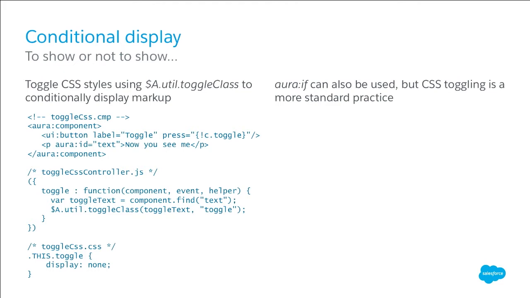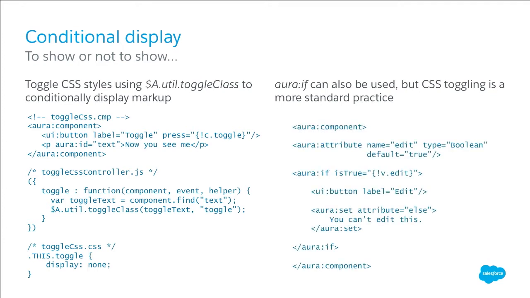You can still use it, but toggling CSS is the simplest way and the most standard way as well. Right? This is a little example of the aura:if tag. Aura:if is true, just check for the attribute. If it's true, check for a condition using the expression language. If it's true, show it. Else, you can't edit this. So that's what you're going to display. This is the standard way of using aura:if. But using JavaScript, you can do CSS toggling.